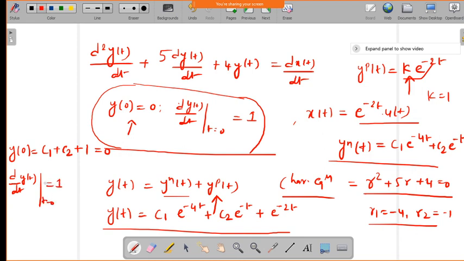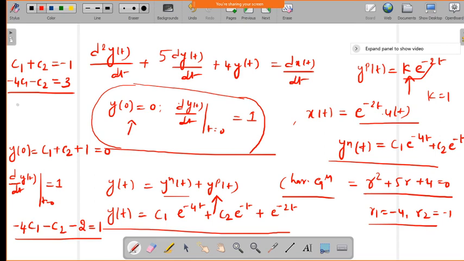Okay. Now, we need to substitute this one as 1. So, first differentiate it. So, we will get minus 4 C1 at t equal to 0, it will become 1. So, minus 4 C1 minus C2 minus 2, which is equal to 1. Okay. So, this is the second equation. So, what you will get are the two equations: C1 plus C2 equal to minus 1, and minus 4 C1 minus C2 equal to 3.